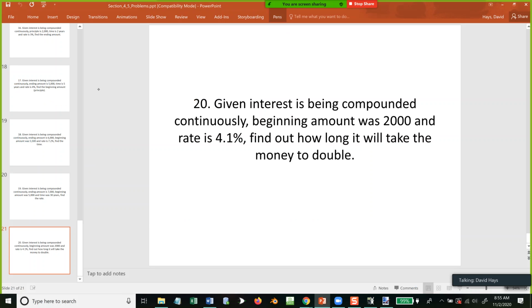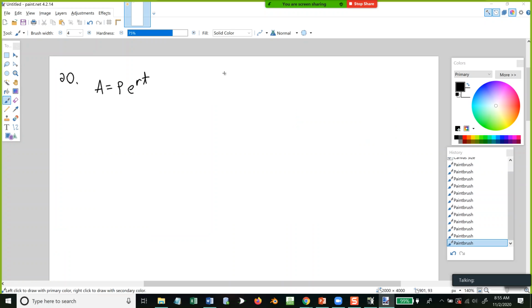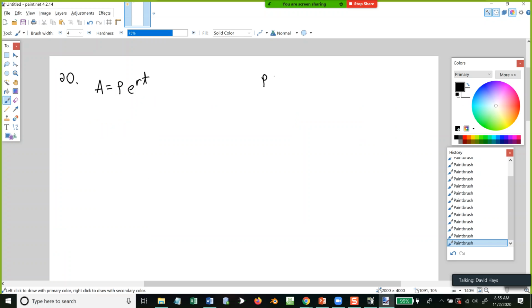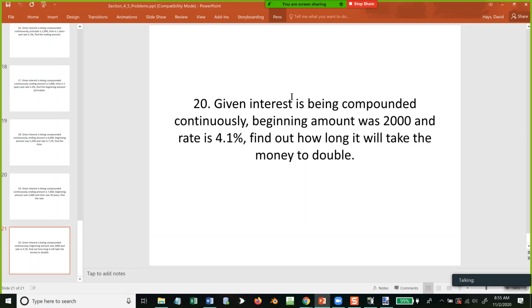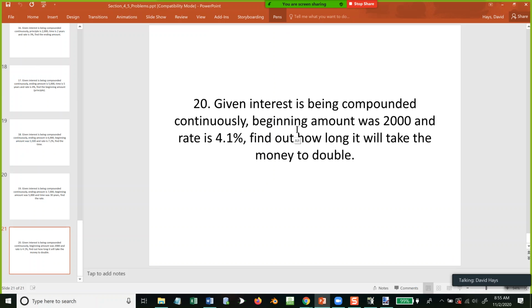Okay, number 20 says continuous, so I need my PERT formula. Let's write down what they give us. Given interest being compounded continuously, beginning amount was 2,000, so P is 2,000. Rate is 4.1%, so R is 0.041. Find out how long it'll take the money to double.